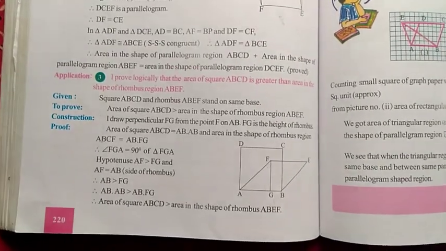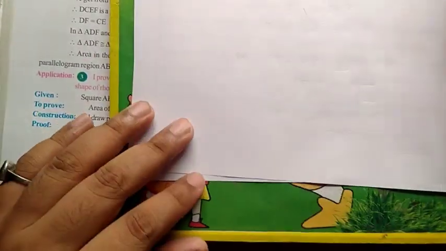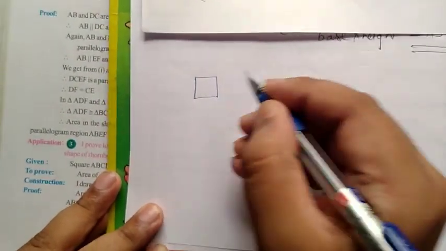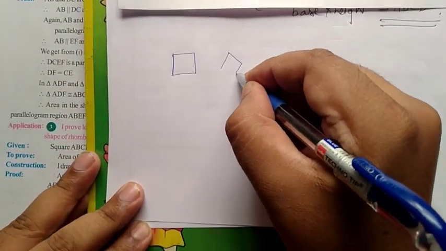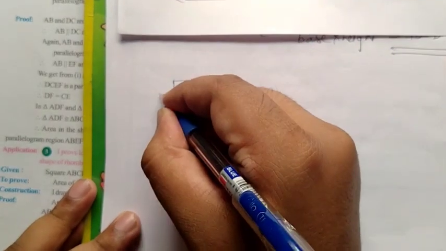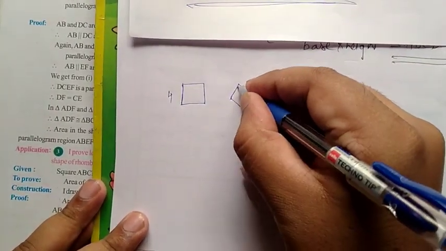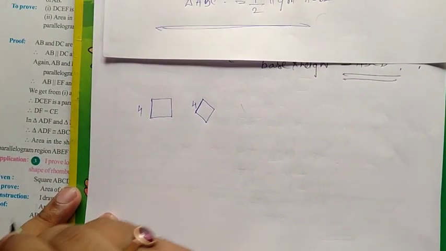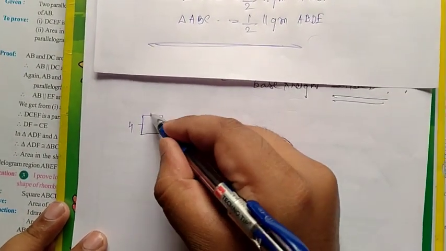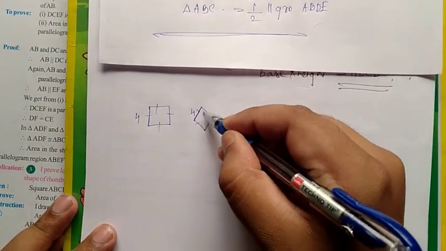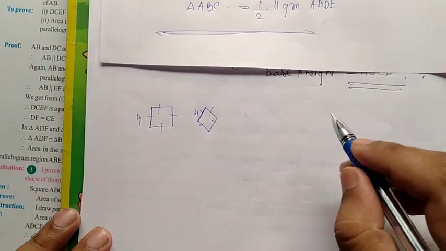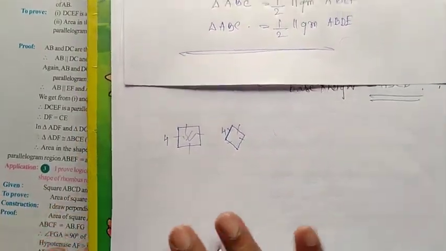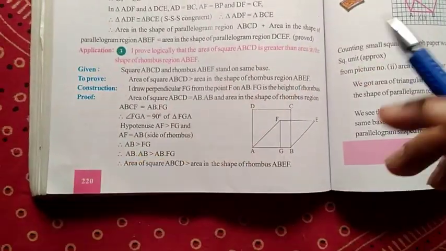Why? Suppose this is a square and this is a rhombus. Its side is 4 centimeter, its side is 4 centimeter. All sides are equal. So which area is greater? Always the square's area is greater. Why? We have to prove here why.